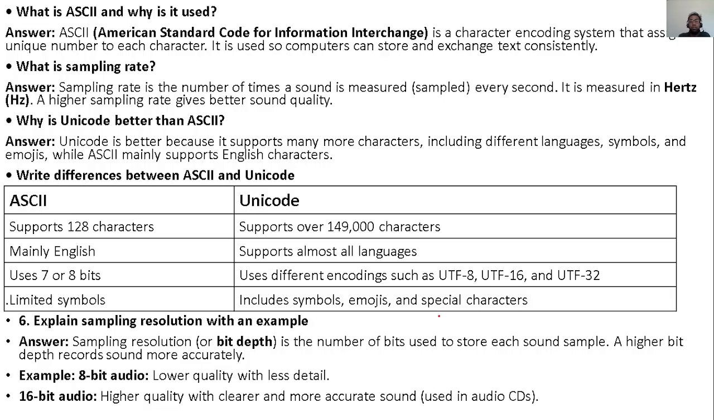What is sampling rate? We have already studied that it is the number of times the sound is measured every second. It is measured in hertz. And why is Unicode better than ASCII code? Unicode is better because it supports more languages, more symbols and more emojis, while ASCII mainly supports English characters.